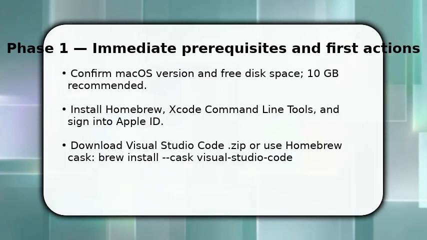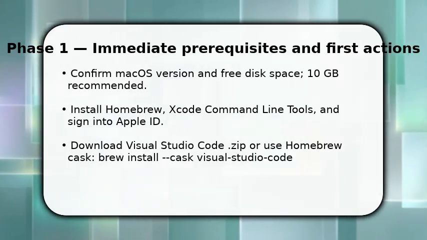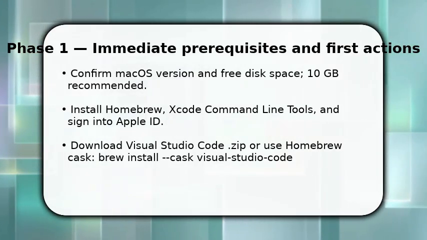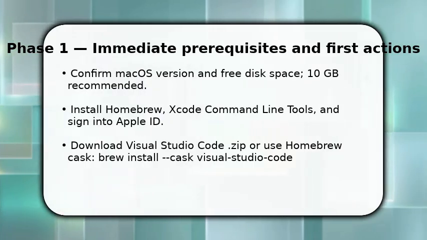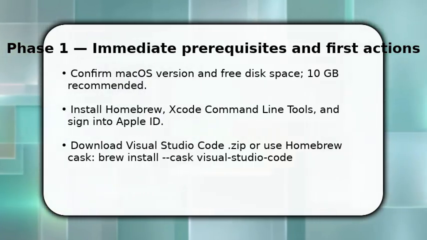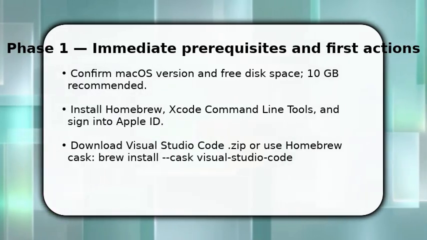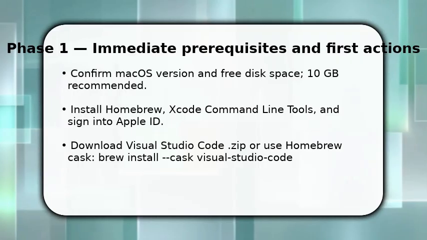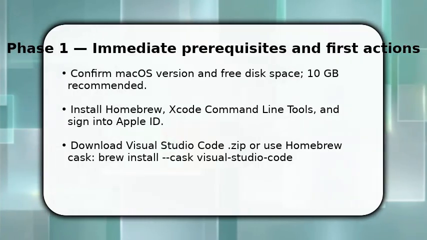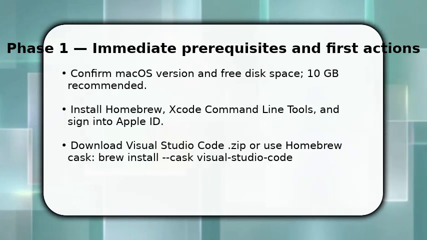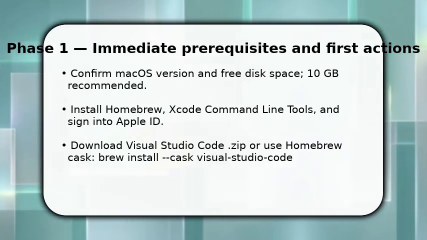Enjoy the video. You start by confirming macOS and freeing about 10 GB. This prevents install hiccups. Install Homebrew and Xcode command line tools because many extensions and terminals rely on them. Once done, either download the VS Code zip or run brew install --cask visual-studio-code. Make sure to allow the app in Security and Privacy.